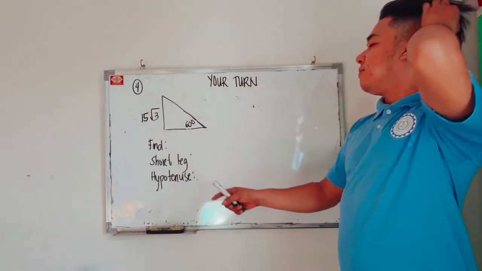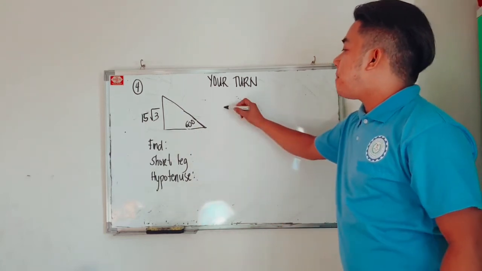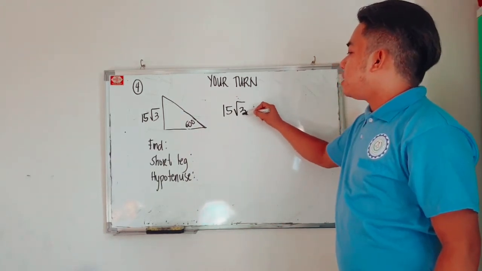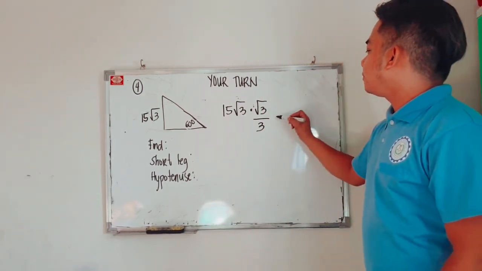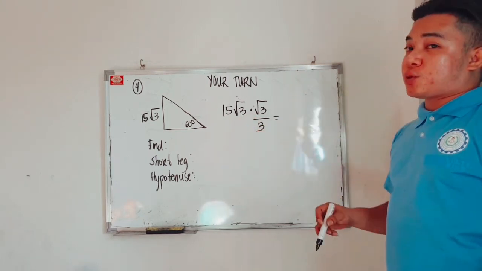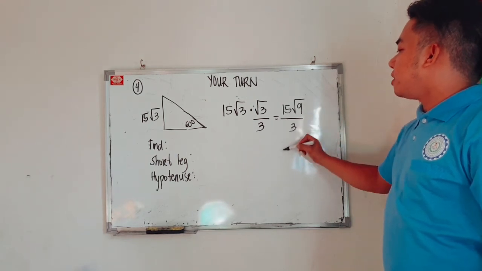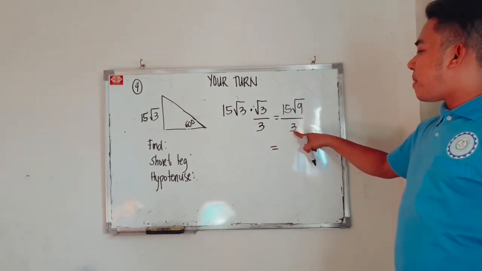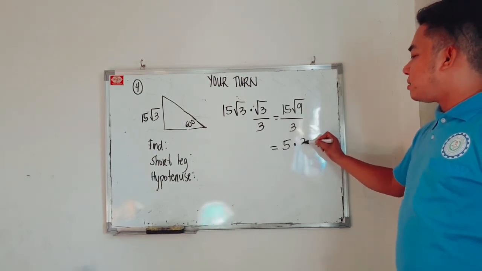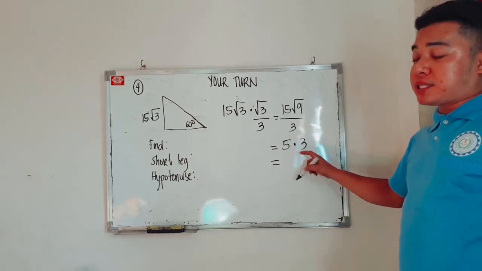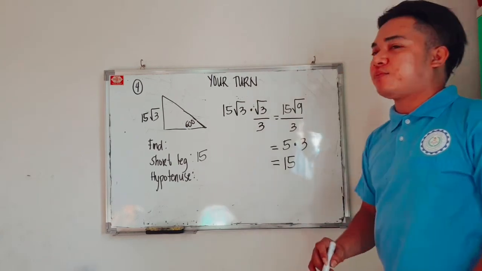So in this given, to find the short leg, you are going to multiply the long leg by square root of 3 over 3. So we have 15 square root of 3 times square root of 3, which is simply 15 square root of 9 over 3. 15 divided by 3 is equal to 5. Then square root of 9 is 3. So we have 5 times 3 is equal to 15. The value of the short leg is 15.